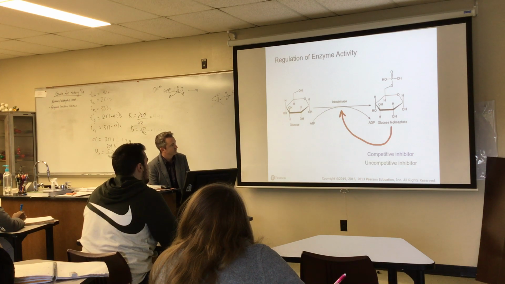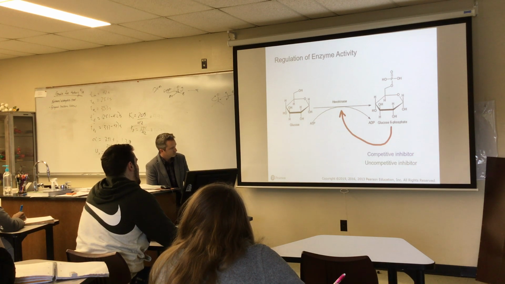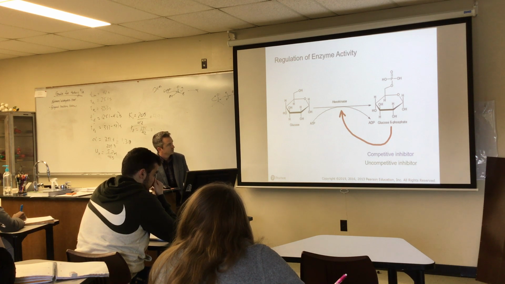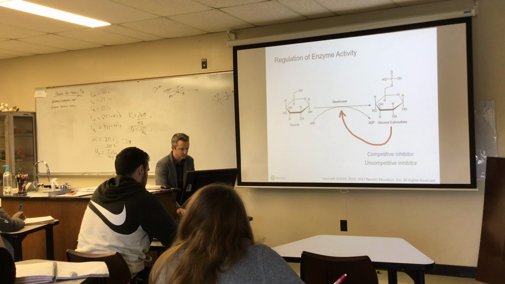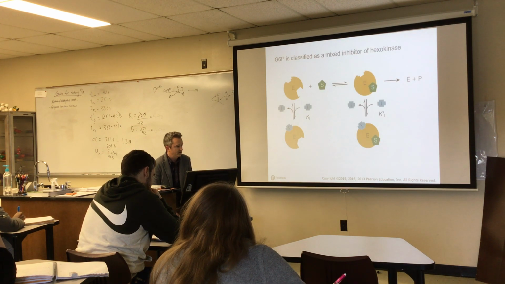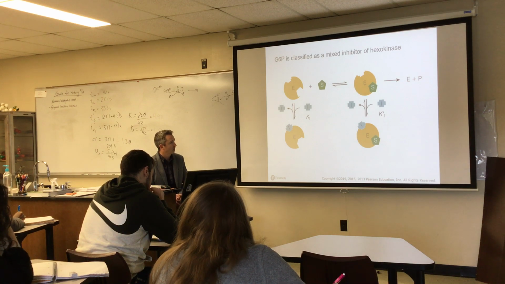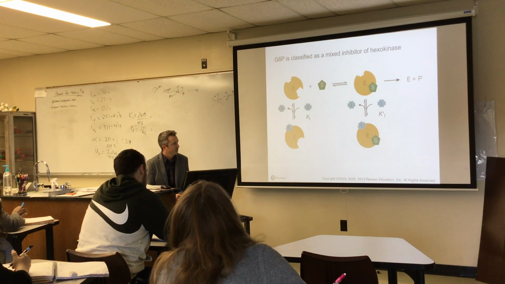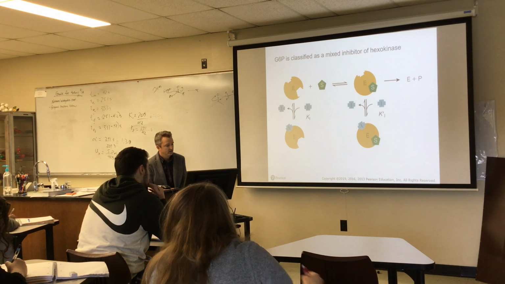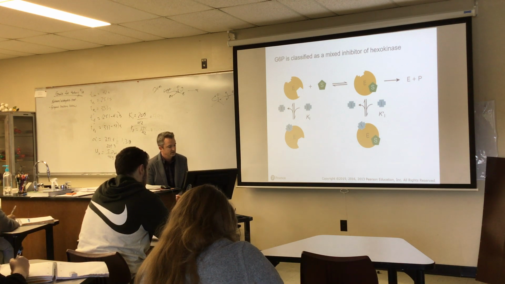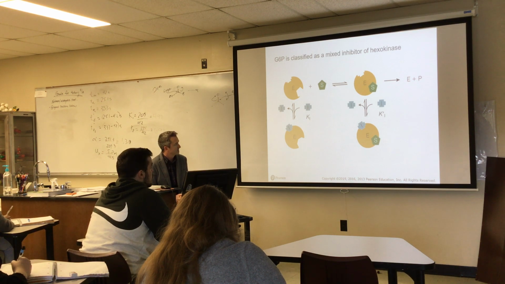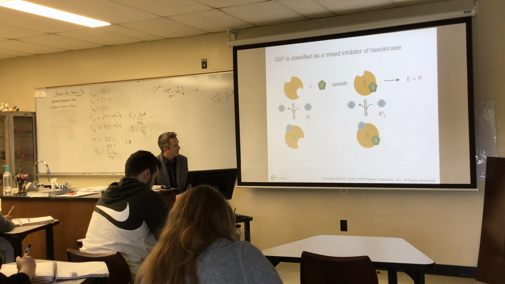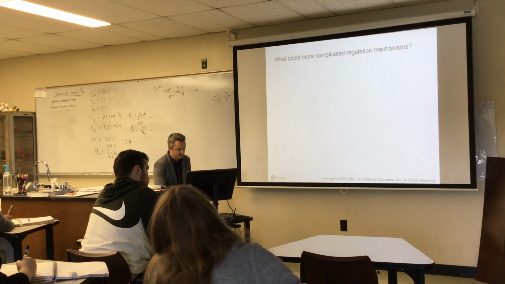Any questions on that? Okay. So G6P is classified as what I would call a mixed inhibitor because it can do both, okay? It's a mixed inhibitor of hexokinase. It can inhibit both the enzyme at the active site, or the enzyme-substrate complex.